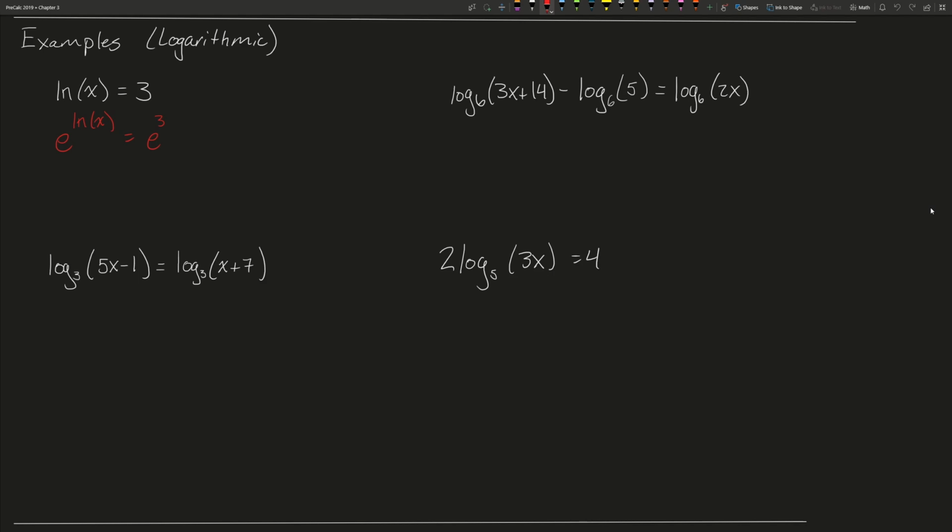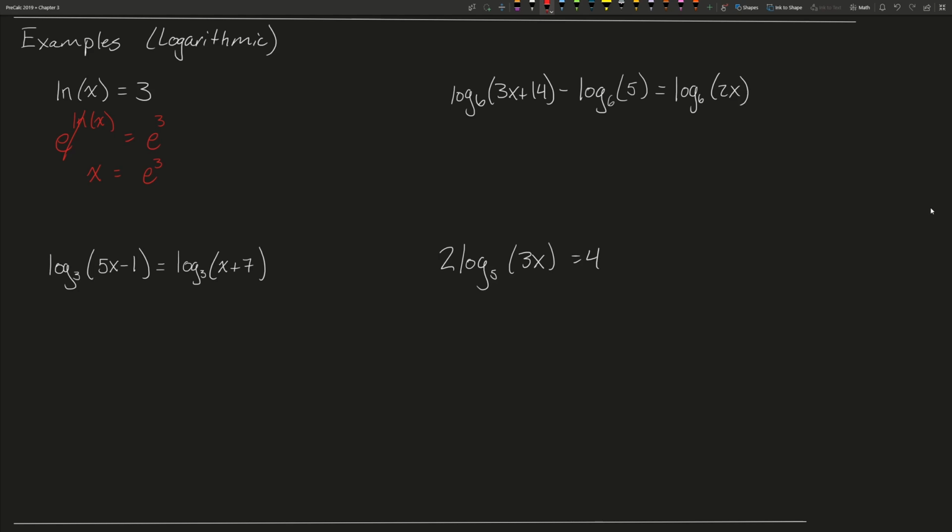So this e to the power of the natural log, that cancels, so we're just left with x, and we're left with e cubed. And in this first step, we had to take e cubed because we took e to the power of ln of x. So what we do to one side, we have to do to the other.